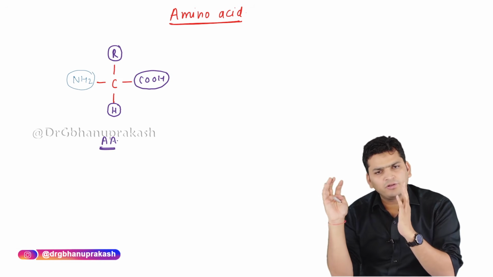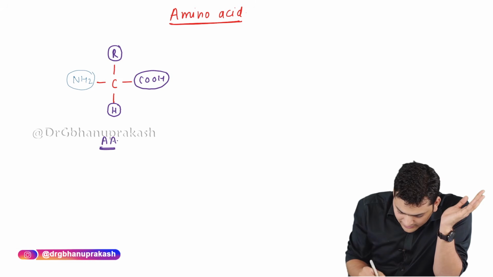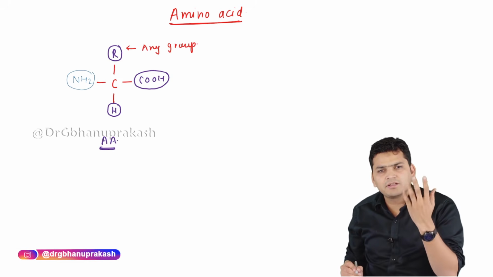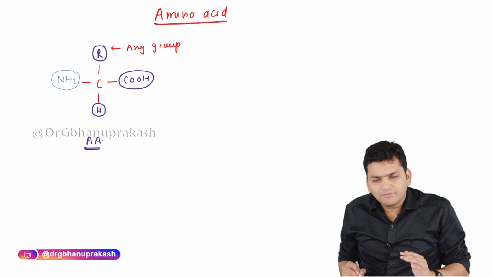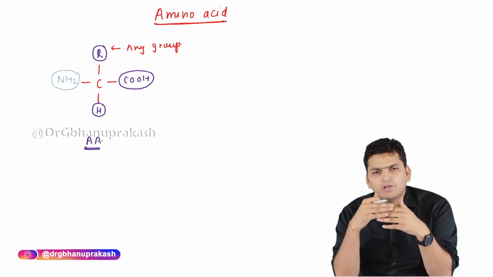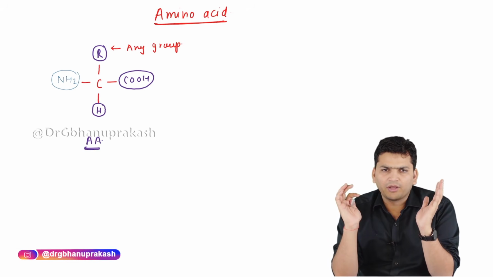What is the third valency? It is going to be hydrogen. The fourth can be anything, so I am writing R. So what is R? R means it can be any group. It can be hydrogen, carbon, a carbon chain, sulfur, anything. Once we are clear with this basic structure of amino acid, what we need to understand now are a few definitions that will make a base for this chapter.